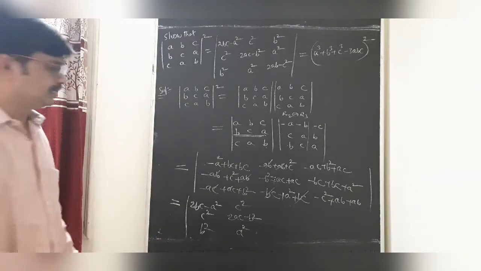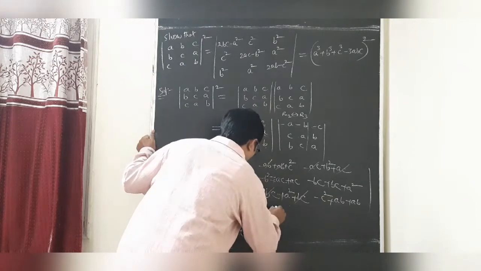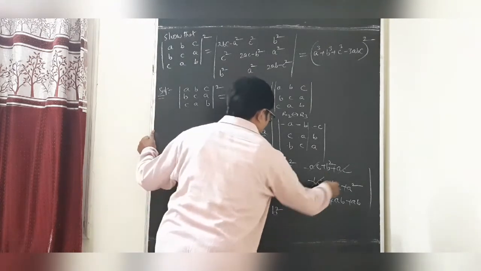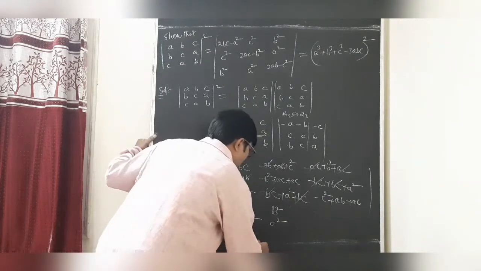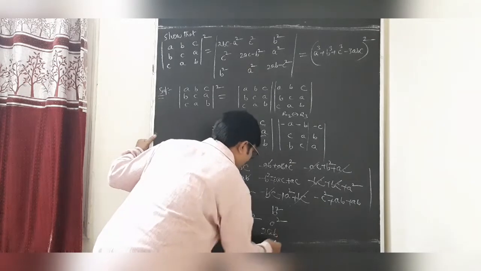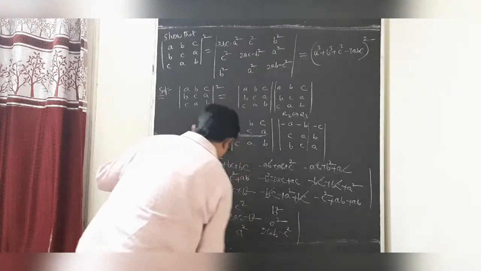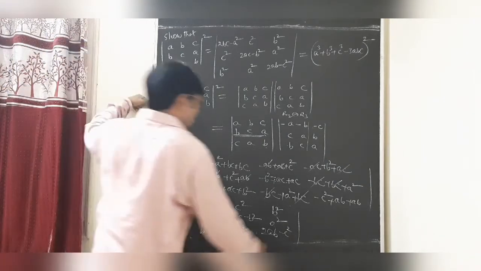Dear students, the minus AC plus AC cancel. Now this is what? B square. Minus BC plus BC cancel. This is what? A square. This is, students, 2AB. Dear students, the 2AB minus C square. Is it clear students? This will be taken as 2.